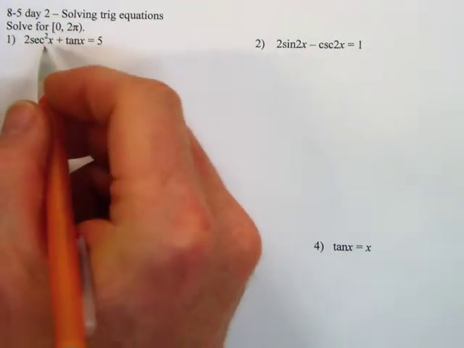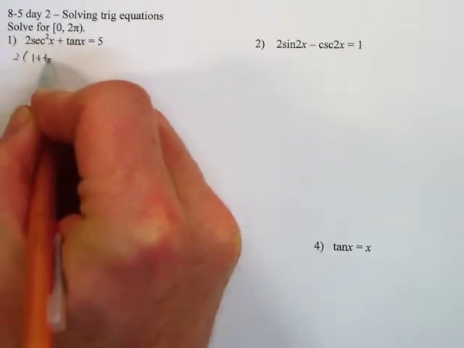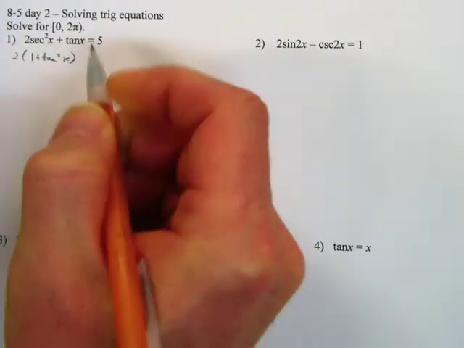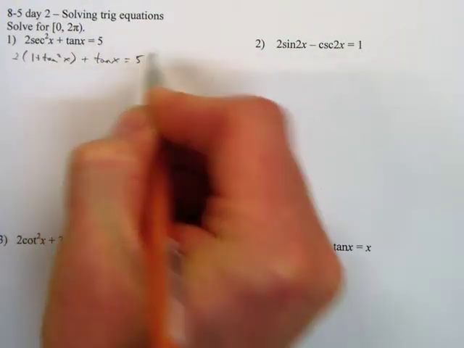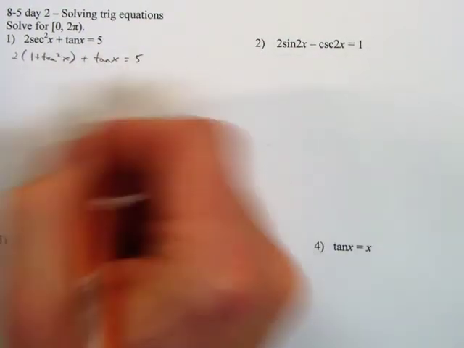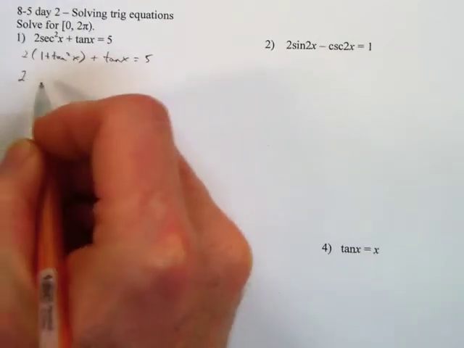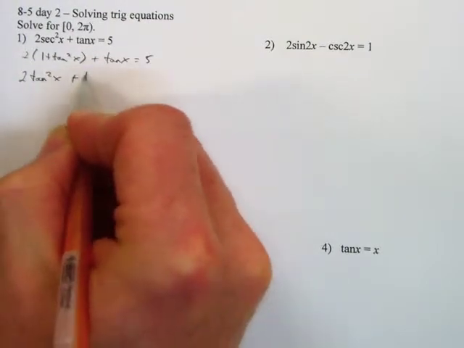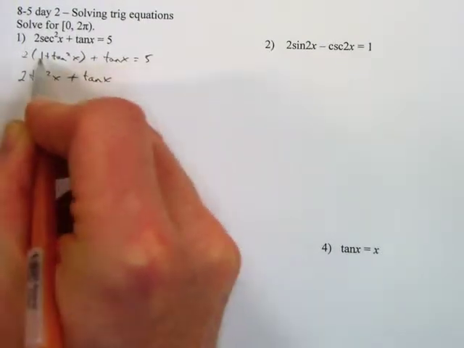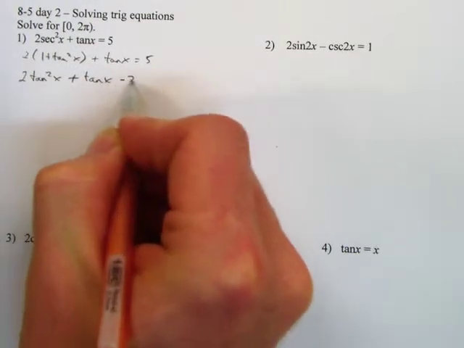And what's the identity? Secant squared equals 1 plus tan squared. Or tan squared plus 1, it doesn't matter how you write it. So plus tangent x equals 5. Multiply all that stuff out. So we'll have 2 plus 2 tan squared. So I'll have 2 tan squared x plus tangent x. And since this is a 2 and we have the 5 is going to come over, we'll get minus 3.